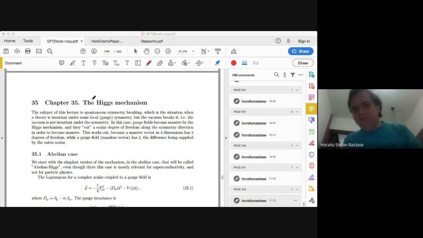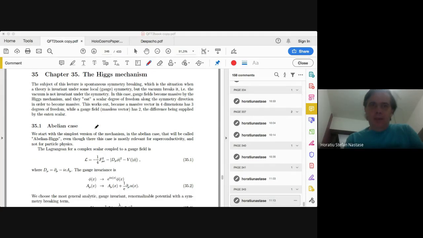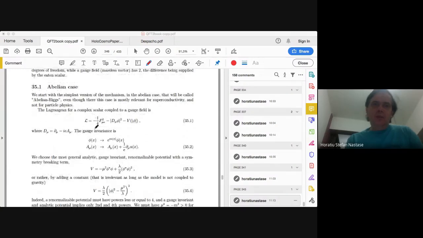All right, we'll start with the simplest case. This is the case of an abelian gauge symmetry, U(1). And for that reason, this is called the abelian Higgs system. Even though as an application, this is actually relevant for superconductivity, and not for particle physics, where the name Higgs mechanism originated.